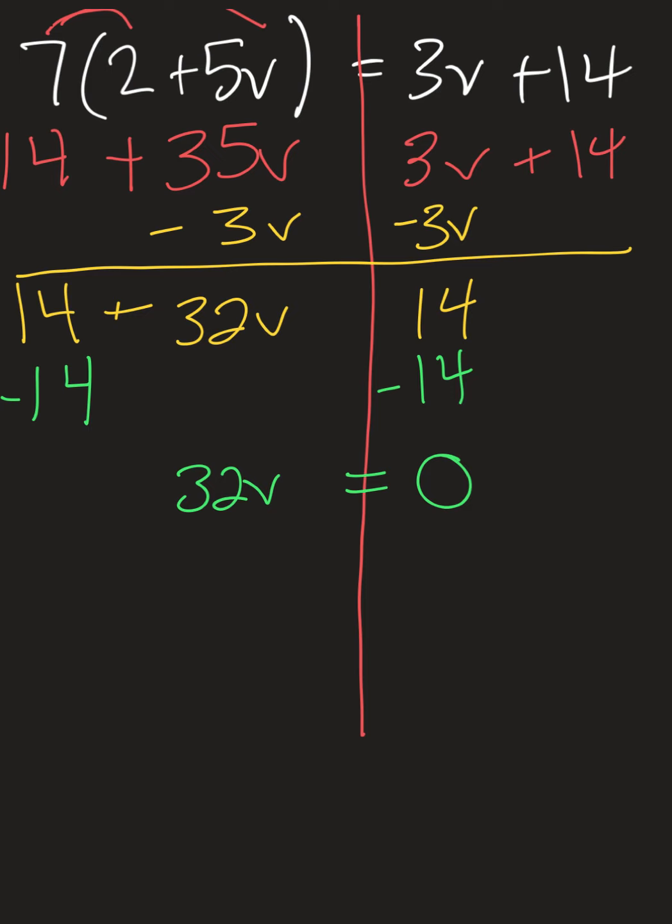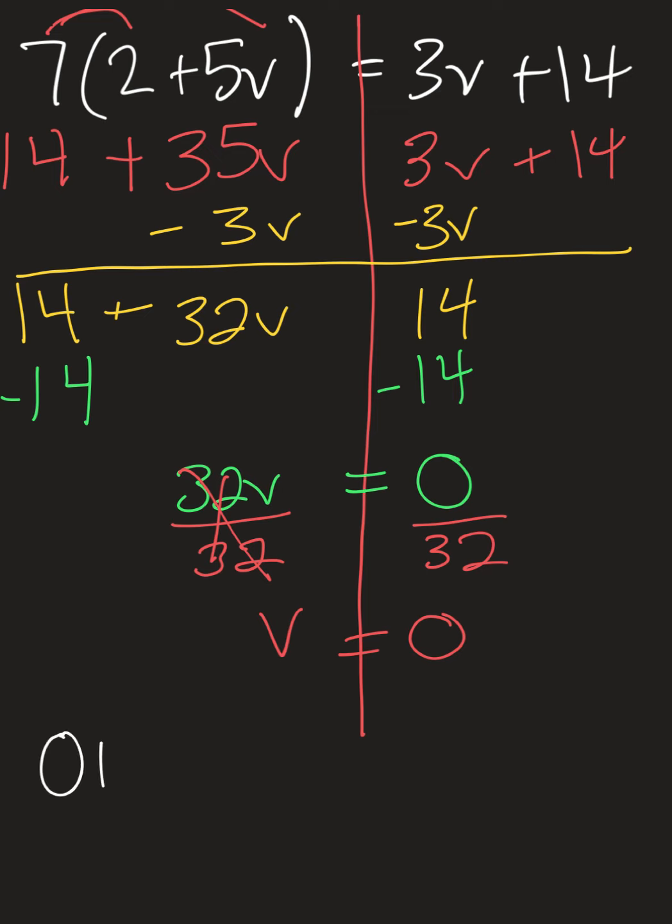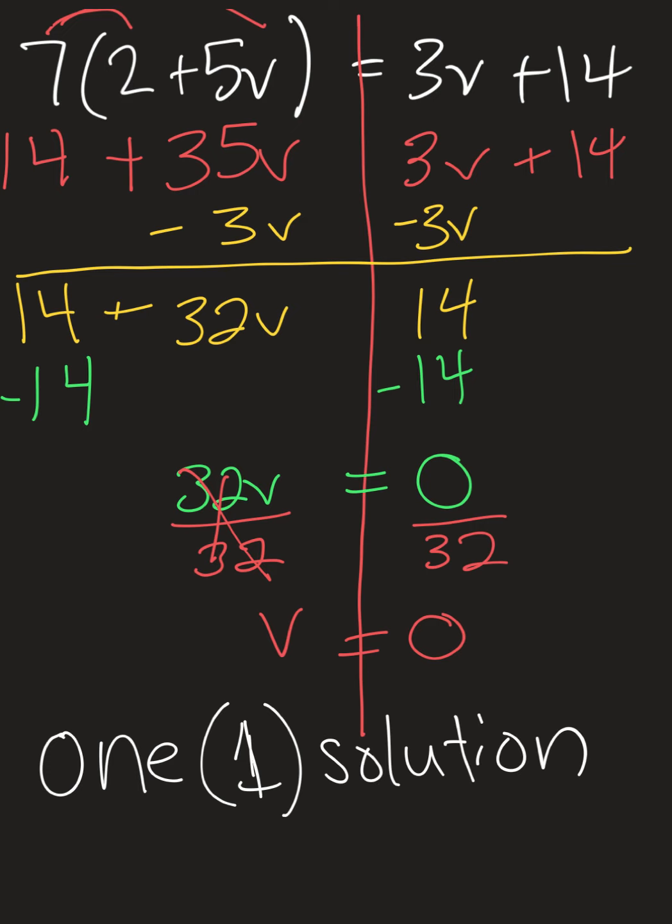From here, I'm going to divide both sides by 32 because I want v to be alone. But 0 divided by anything is 0. So v is equal to 0. This means I have one solution. And that solution is 0. 0 is an actual solution and a valid answer. Okay?